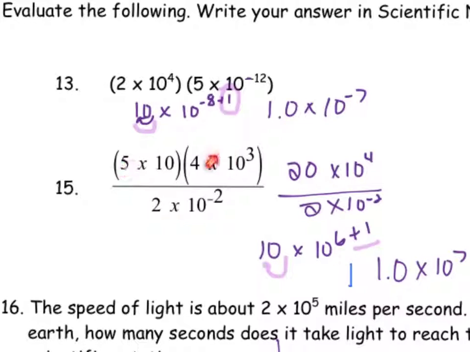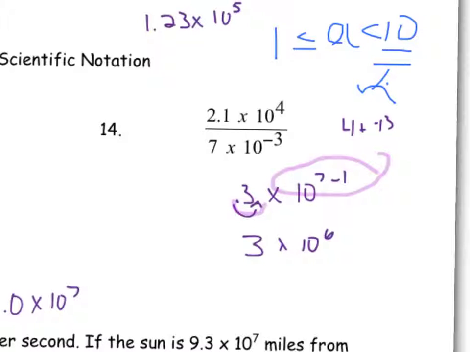And here, I'm going to do this part first. You don't have to, you could do this if you wanted to, but I'm going to do 5 times 4 is 20. If I'm multiplying powers with the same base, I add the exponent. And then I just rewrote this down here. 20 divided by 2 is 10. If I'm dividing powers with the same base, I subtract. So 4 plus a negative 2 is 6. This is not in scientific notation because it has to be less than 10. So I had to make my number 1 smaller, so I had to make my exponent 1 bigger. So that's my answer.